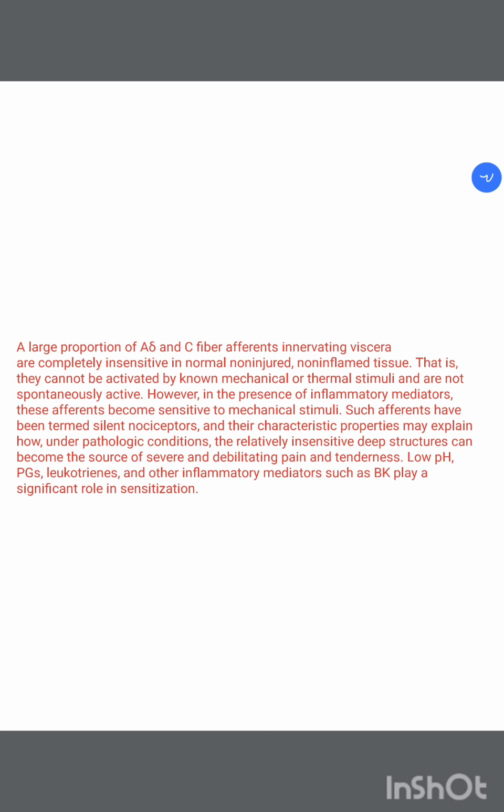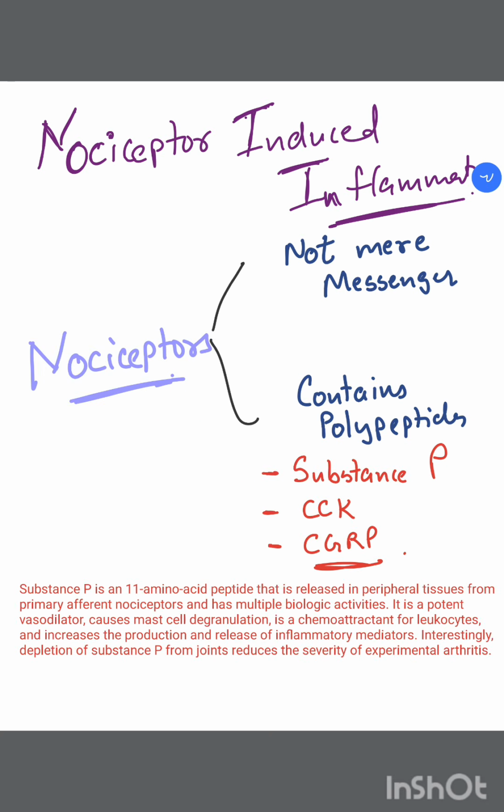So basically, our viscera also, under inflammatory mediators, become a source of severe and debilitating pain just with the help of these A delta and C fibers. Again, everywhere you sense pain, blame A delta and C fibers. As far as they are intact and in position, they are going to transmit pain. So this was all about sensitization.